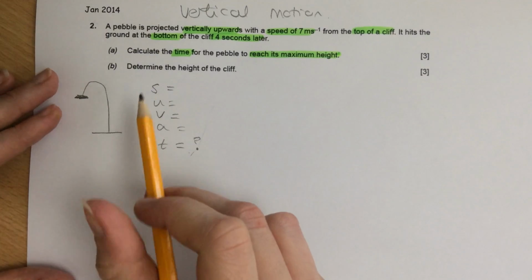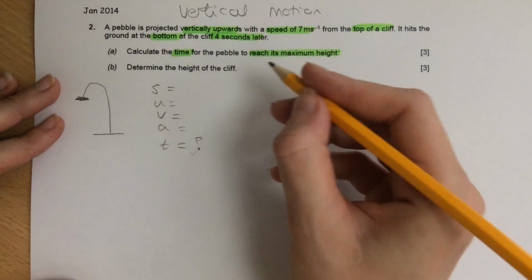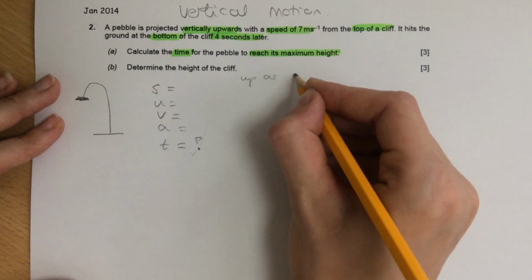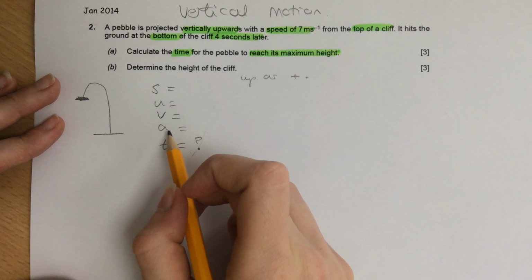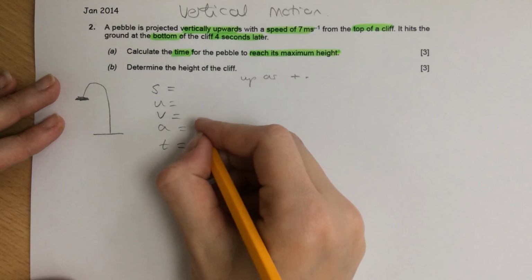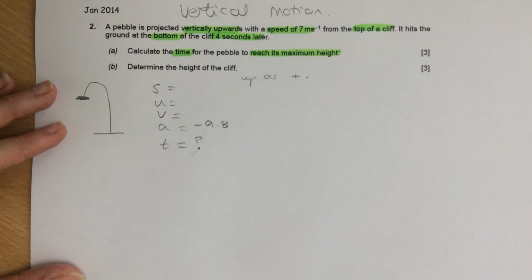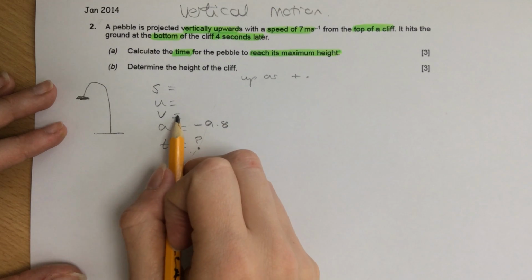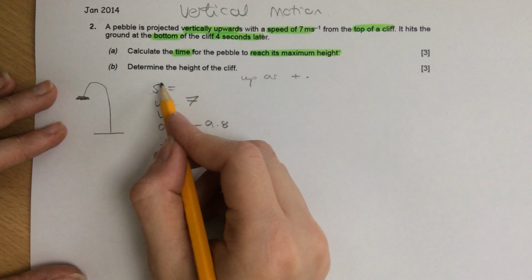Now, before you do this, you need to think about which way we're going to take as positive. So it's thrown upwards, so I'm going to take up as positive. Okay, so acceleration is the force due to gravity, and that is acting down. So that's against our direction. So it's going to be negative 9.8 there. Initial speed is 7. We don't know the distance, so we can't use that one.